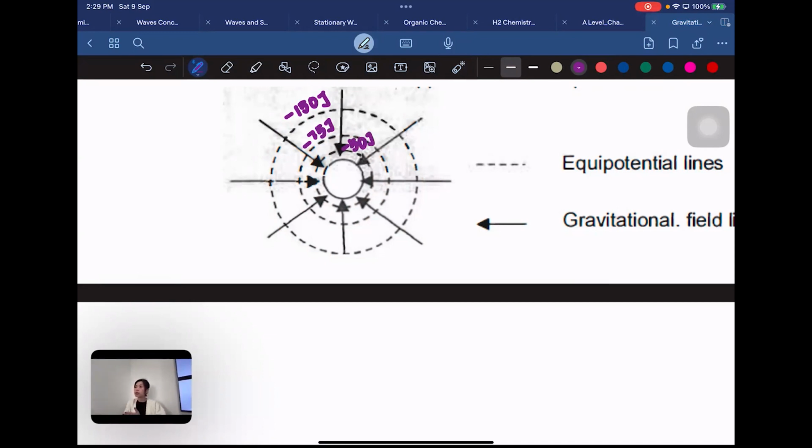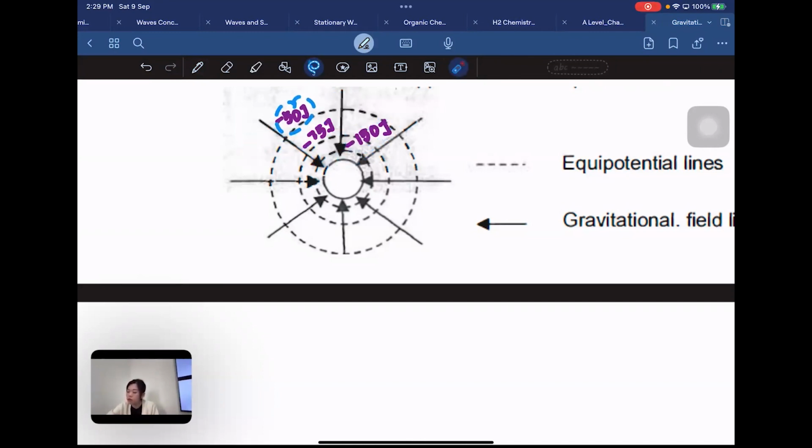So as my mass moves further away from my object, I'm gaining more and more GPE. You see that? Until at infinity, it becomes 0. It should be the other way around: negative 150, 75, 50. Okay?